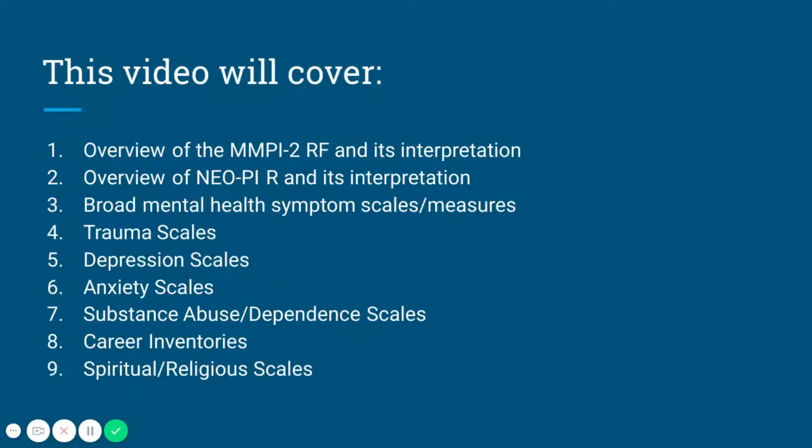This video will cover an overview of the MMPI-2 restructured form and its interpretation, an overview of the NEO-PIR and its interpretation, broad mental health symptom scales and measures, trauma scales, depression scales, anxiety scales, substance abuse and dependence scales, career inventories, and spiritual and religious scales.